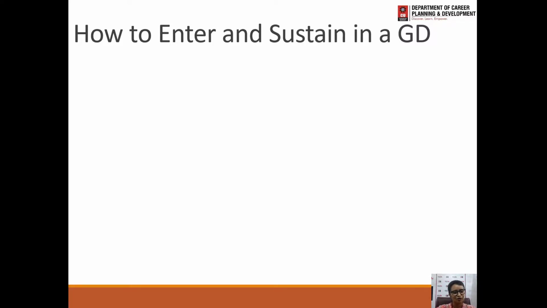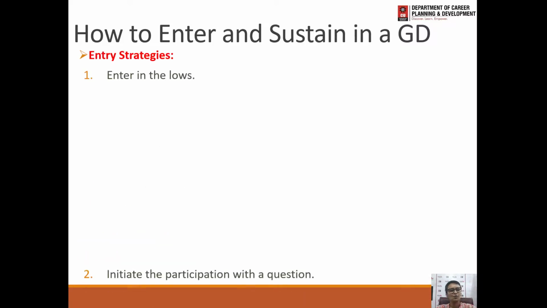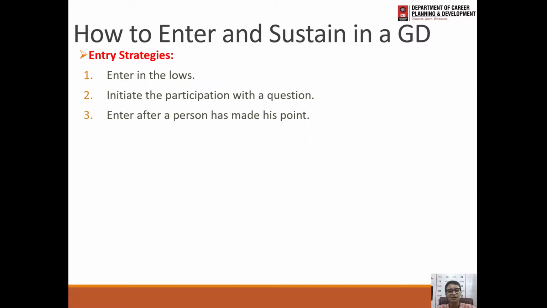But after a few minutes, when you are finished with your statements, what will happen? Then you sit quiet. Then you try to think, what should I do? So let's have a look at how you will enter and how you will sustain in the group discussion. What are the entry strategies? Initiate the participation with a question.